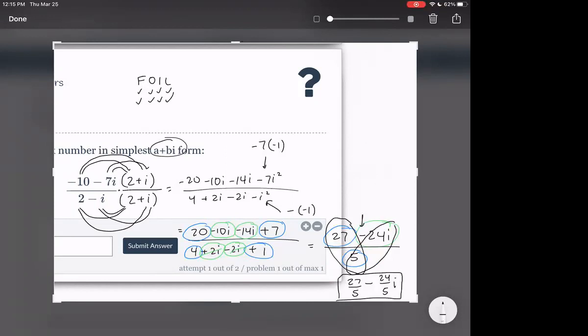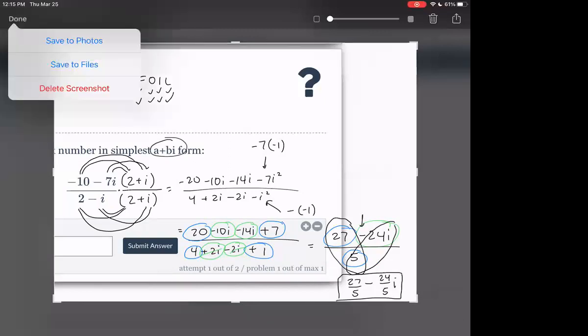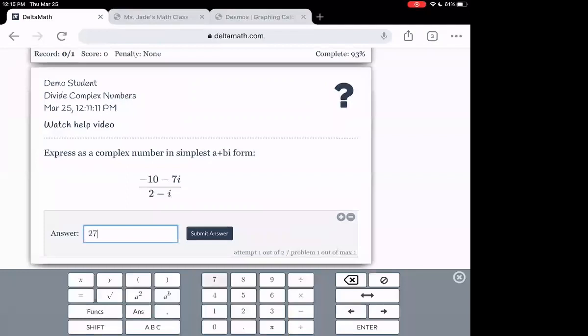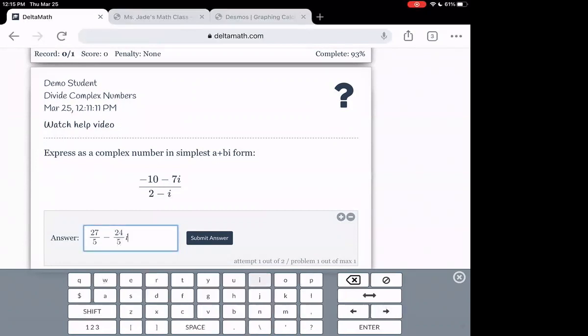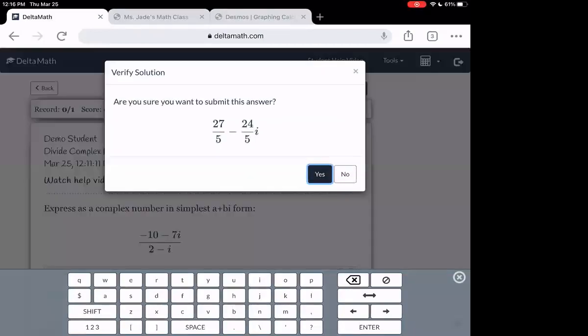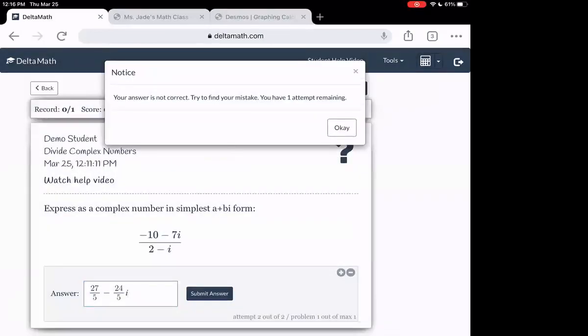Okay, so let me take a picture of this so that I have it recorded. Otherwise, I will forget what the answer is. Okay, so 27 over 5 minus 24 over 5i. So this is the answer to the last one. And then I'm going to submit. Oops, our answer is not correct.